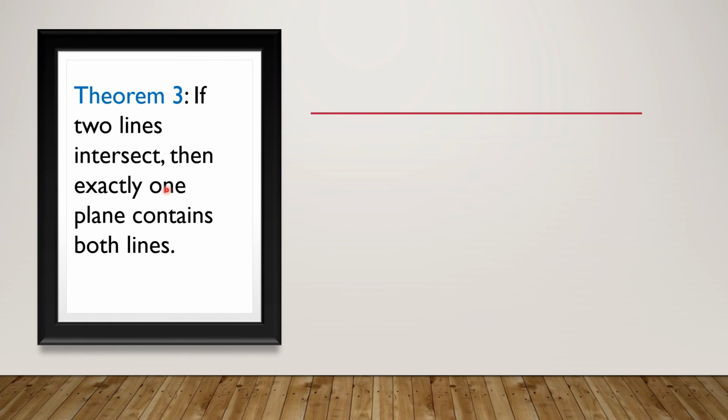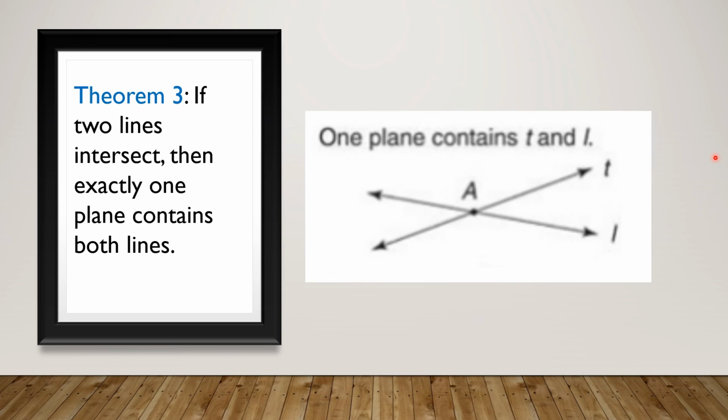So, our last theorem, theorem number 3: if two lines intersect, then exactly one plane contains both lines. So, here as our illustration, may dalawang line tayo, si line T and line I. No? So, how many planes are there? One plane, because it is a line, but there is a point of intersection. So, we can make a connection here, di ba? Because a line is composed of points. So there's a point here, there's a point here. So there might be a line here.